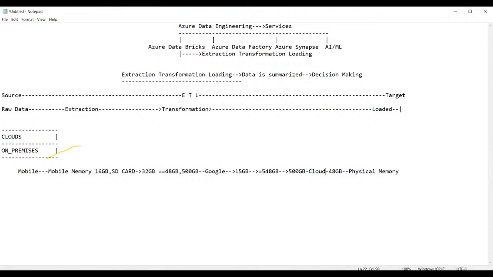It is called cloud data memory. Whereas the physical memory of your mobile phone, we can refer to it as what? On-premises memory. Am I right, guys? I can refer to it as on-premises. So now tell me, what is the drawback you have between on-premises memory and cloud memory?